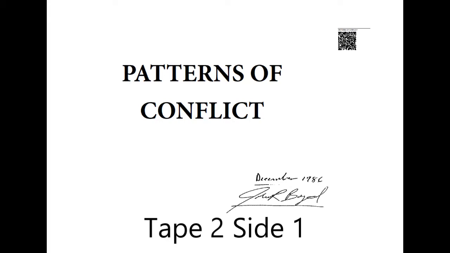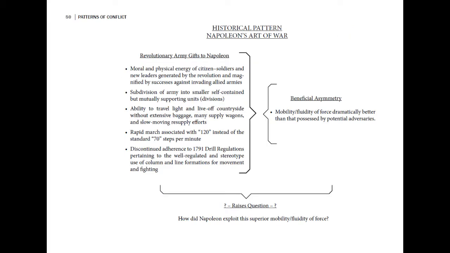We talked about the use of line and column. Initially, even though they were in effect, they weren't adhered to. Okay, so you pull all that together, here's the asymmetry that Napoleon got over his adversaries. I believe he enforced them much better than his adversaries, at least early on. And of course, we raised the question, how do you exploit this? So let's look into it.